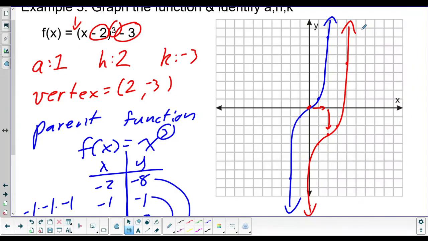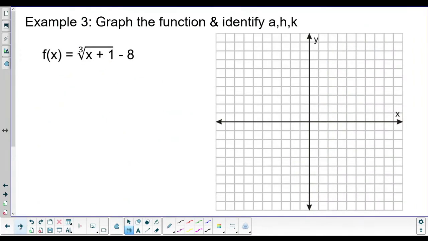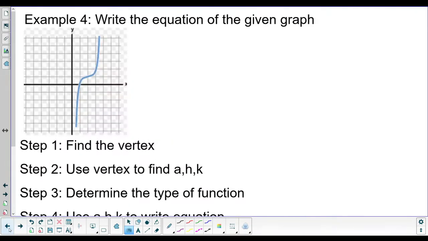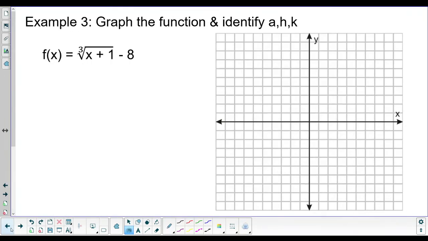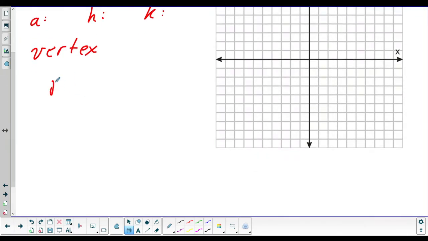Okay, we've got, I think, 3 more examples, and then we'll get you on your way so you can do some homework. All right, last one for us graphing. We're going to do a cube root function. So we'll find a, h, and k. And then we're going to find our vertex. But first, let's start with the parent function.